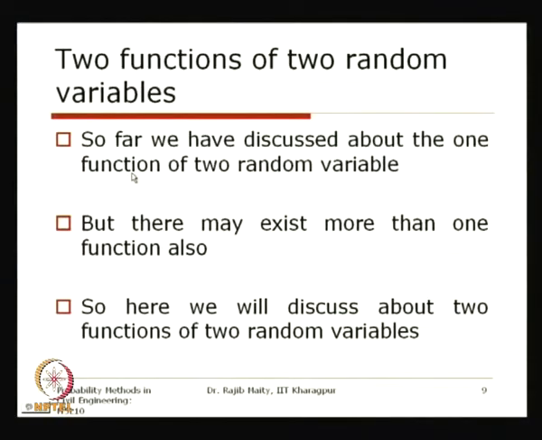Our motivation here is that we have discussed one function so far out of two random variables, but there may exist more than one function also. Here we will discuss two functions of two random variables, and gradually we will take the same concept to m functions out of n random variables. That will be the general case.